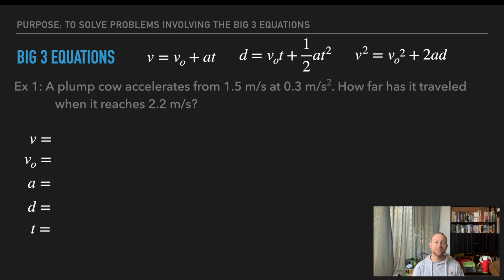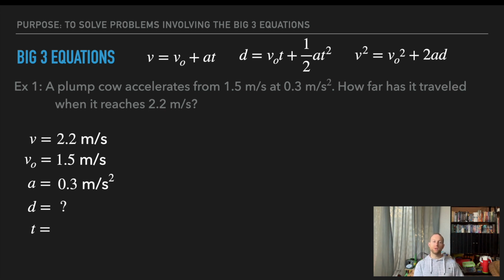Let's read through the question and see what we're given and what we're looking for. So we've got a pumpkin cow accelerates from 1.5 meters per second. So that's our v initial is 1.5, 0.3 meters per second squared, that's our acceleration. And it says how far did it travel when it reached 2.2. So that means our final velocity is 2.2. And how far, this is displacement. That's what we're looking for.